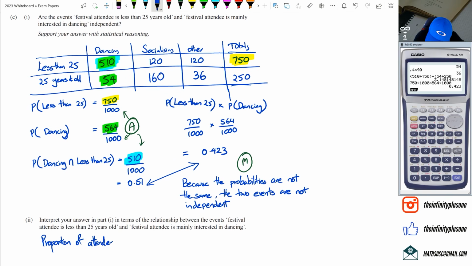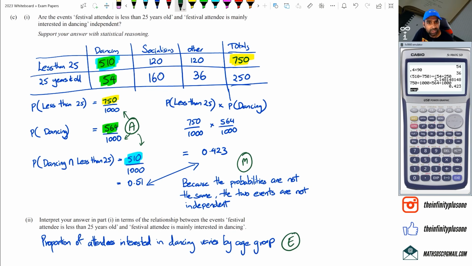Proportion of attendees interested in dancing varies by age group. You can kind of see that by the probabilities anyway. So that final remark there is going to get you an excellence grade for this question.